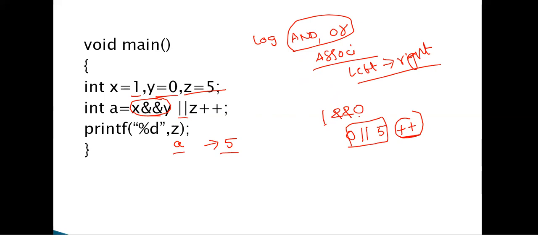Why? Okay, 5 is assigned to a, but you have to remember, this is a logical OR operator. The result is either 1 or 0. So the condition is true, so value 1 is assigned to a. What is a value? 1. Now, after the assignment operation, this Z plus plus is executed. So Z value becomes 6. Why? Because this is post increment. In post increment, first the entire expression is completed and at last the increment operation is performed. You got it? Okay.